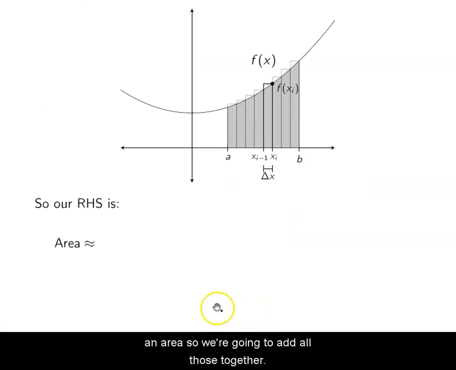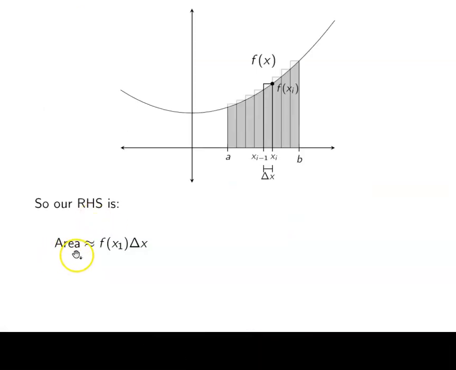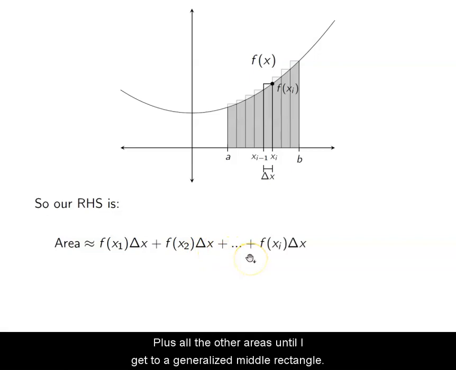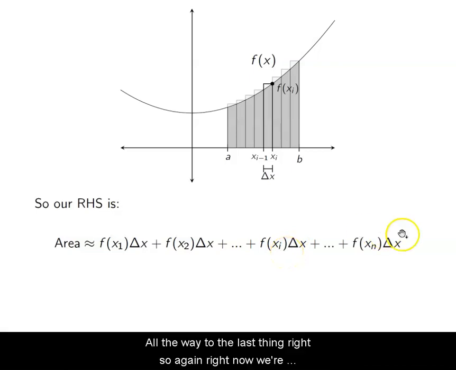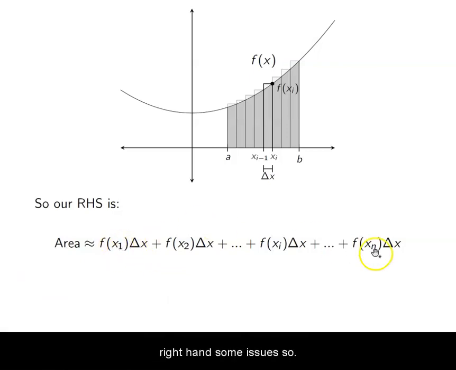So we're going to add all of those together. So the area of the first rectangle, plus the area of the second rectangle, plus all the other areas until I get to a generalized middle rectangle, all the way to the last rectangle, right? So again, right now we're only going to focus on the right-hand summations. Okay, so we're adding up all of these areas.